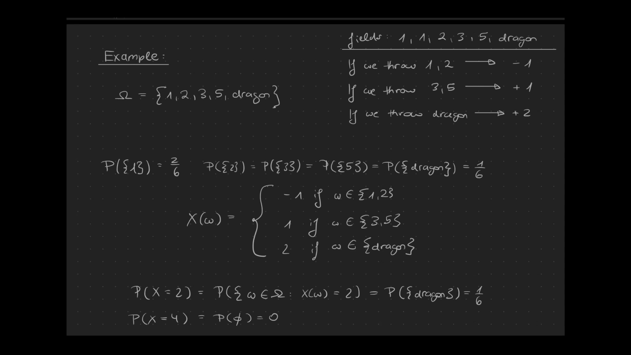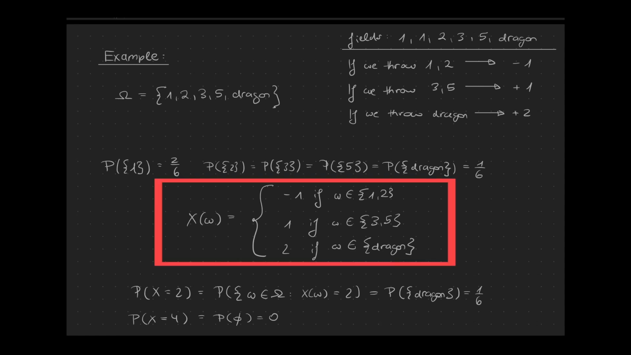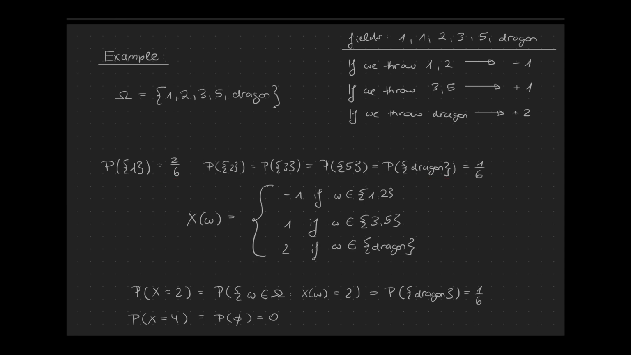Our random variable is then given by this expression, where it is equal to -1 if omega is an element of 1 or 2, is 1 if omega is an element of 3 or 5, or is 2 if omega is an element of dragon. And this is essentially given by our mapping, which we have already written down. So it's really straightforward to construct such a discrete random variable.